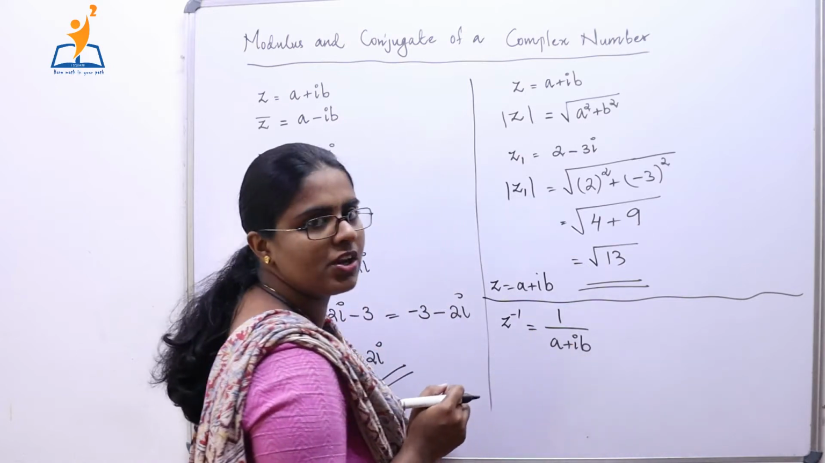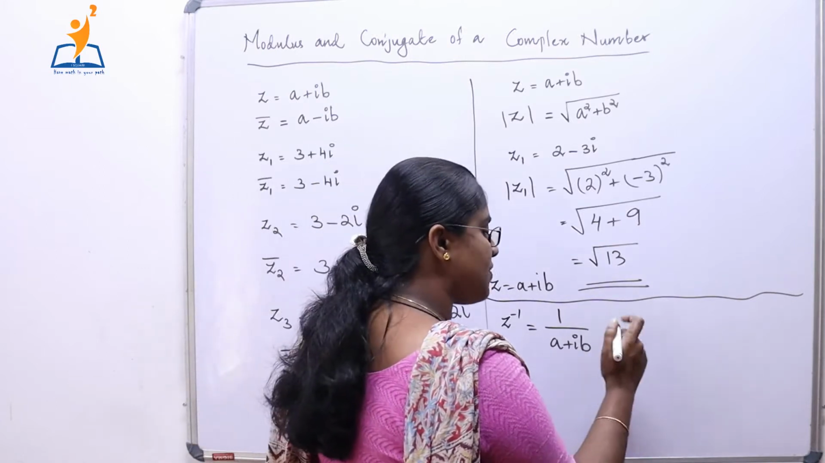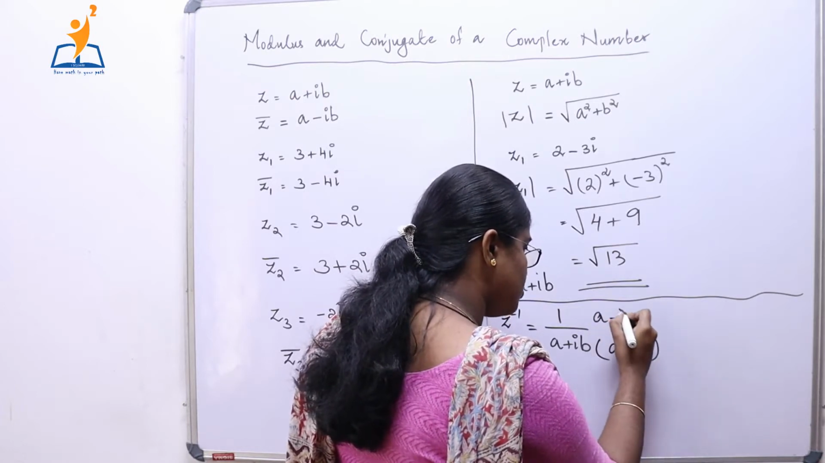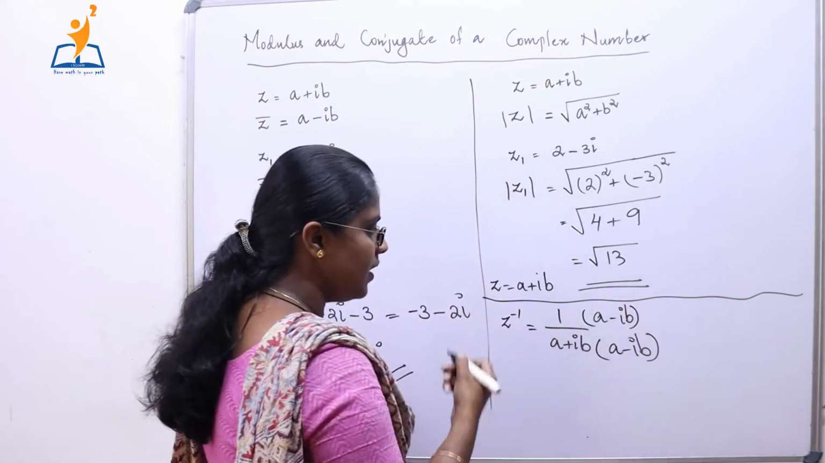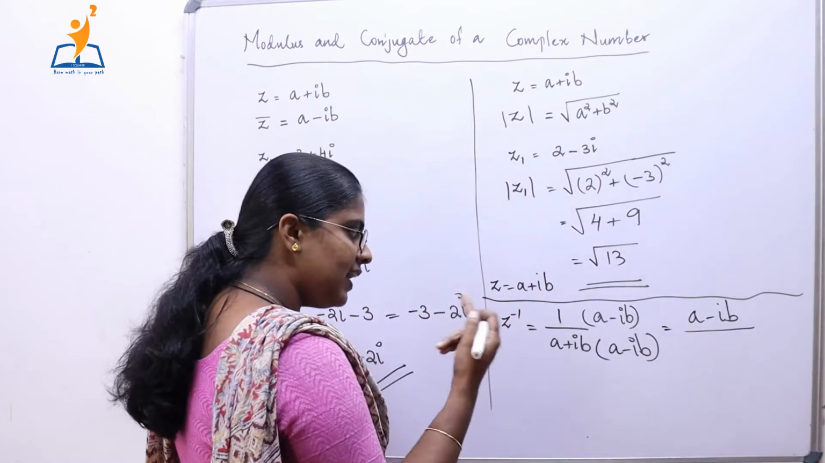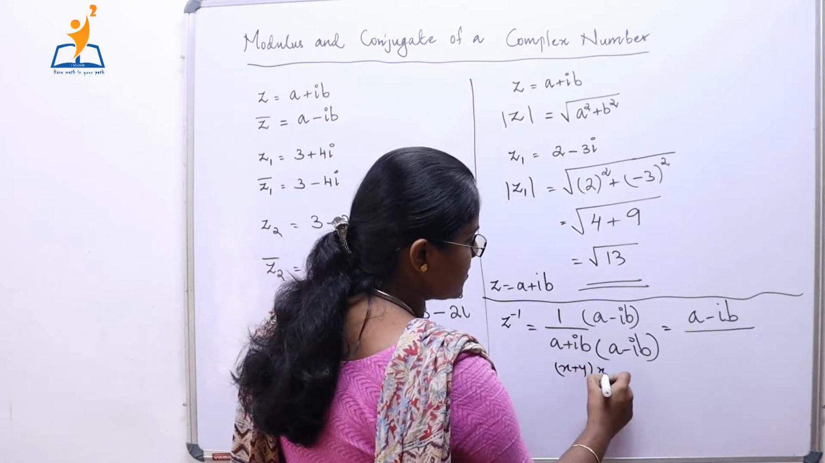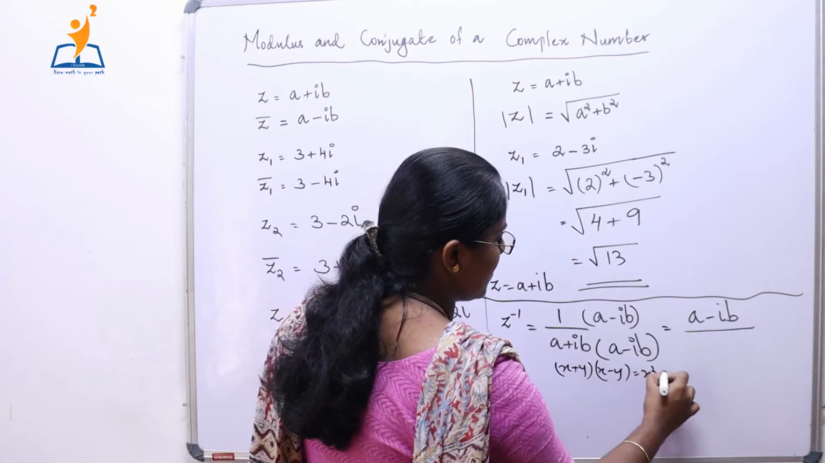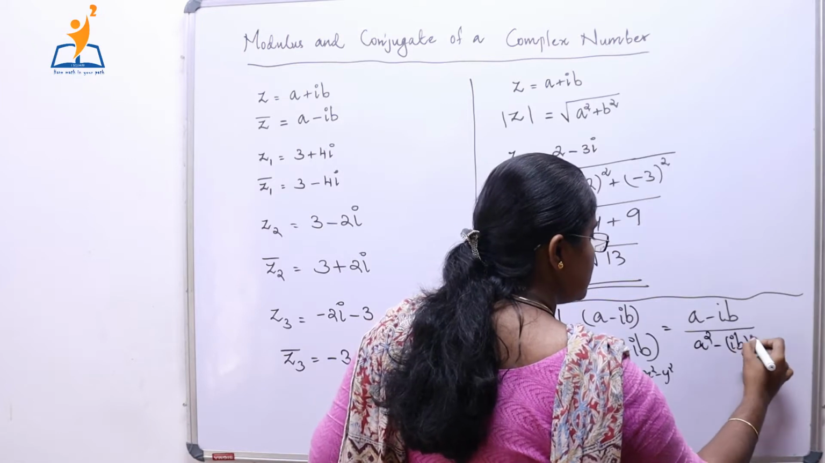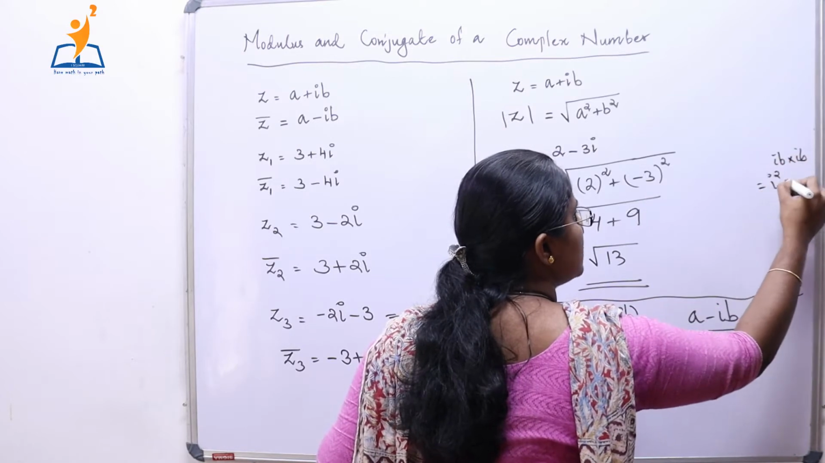What is the conjugate of denominator here? That is the conjugate of A plus IB. We know that the conjugate of A plus IB is A minus IB. And we are going to multiply it on both numerator and denominator. Now we have A minus IB. 1 into A minus IB is simply A minus IB divided by A plus IB into A minus IB, which is of the form x plus y into x minus y, which is x square minus y square. Okay, that is A square minus IB square. What is IB square? IB into IB, which means I square into B square.